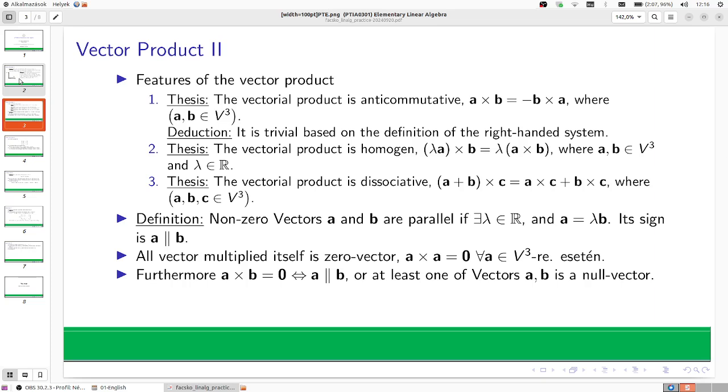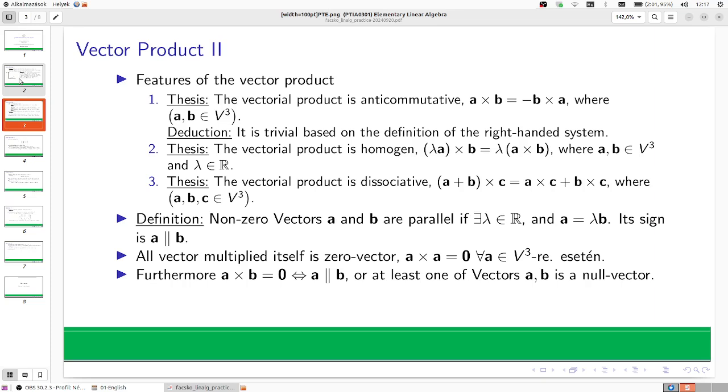That's a very good feature. The next one: if you multiply a vector with a scalar and then do the cross product, it's the same as doing the vectorial product with A and B and then multiplying with a scalar. It's a general feature. It's homogeneous. At the lecture, I defined what linearity is, and that was one feature. We will use this one.